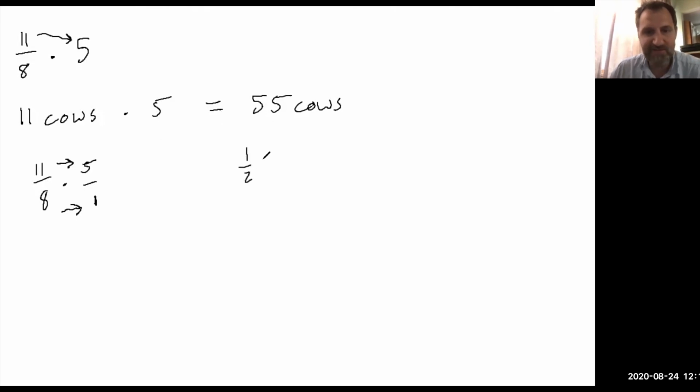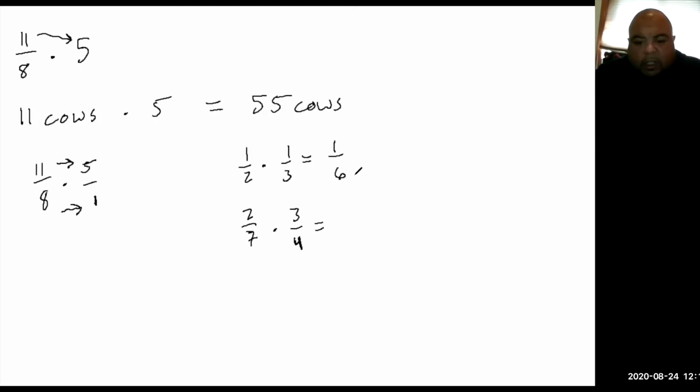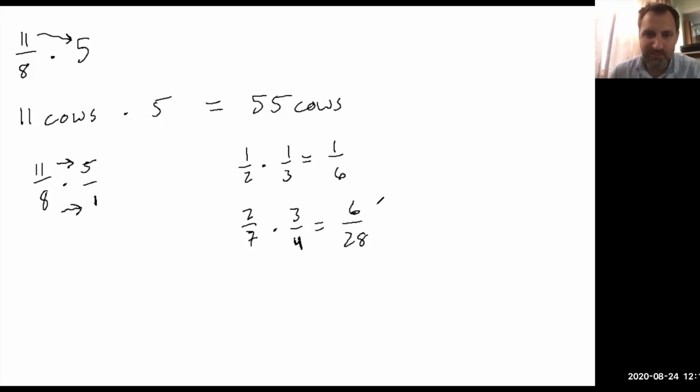You got a half times a third, multiply straight across. It's 1/6. You got 2/7 times 3/4. Multiply straight across. What would that be? 6/28. Exactly. And from there, we can divide to simplify if we want to. I don't know if that's necessary or not necessary all the time.